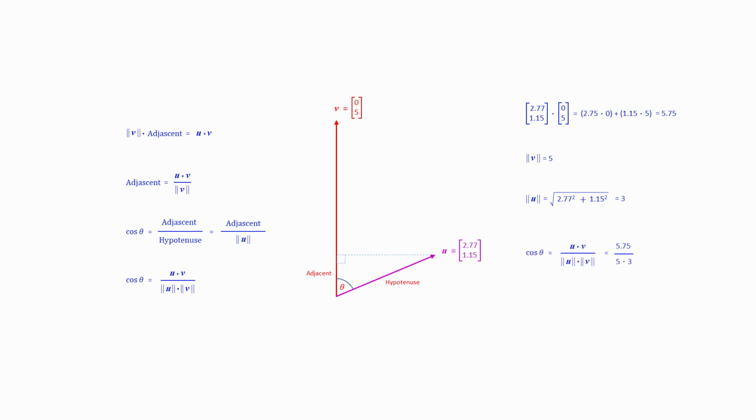Applying the formula we've just derived, the cosine of theta is 5.75 divided by 15, which is approximately 0.383. So theta is the inverse cosine, the so-called arc cosine of 0.383, which, if you check on a calculator, you will find is the angle 67.5 degrees. That looks about right. This method will allow you to calculate the angle between any pair of vectors, regardless of their magnitudes and directions. So now you have a way to compare the directions of as many vectors as you like.